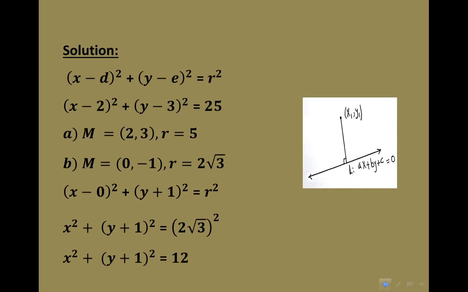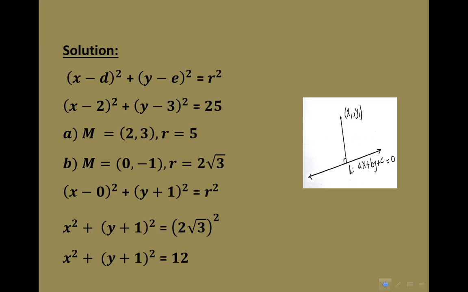Another example, m equals 0, negative 1, r equals 2 root 3. Therefore, x minus 0 squared plus y minus negative 1, which is written as y plus 1 all squared, equals the square of the radius r power 2 equals 2 root 3 all power 2, which equals 12.